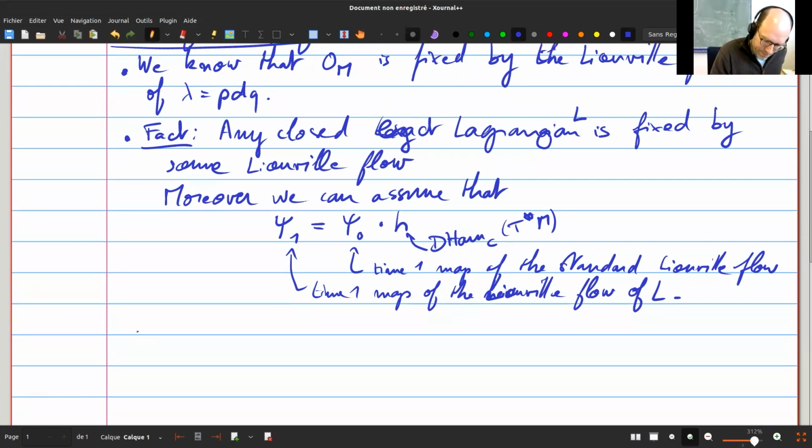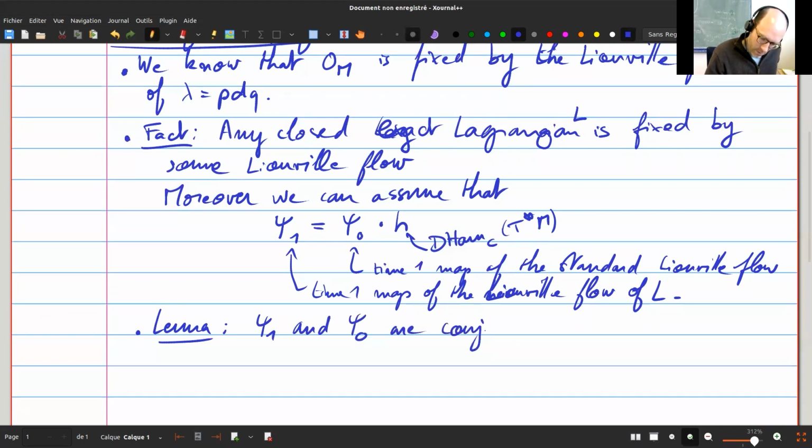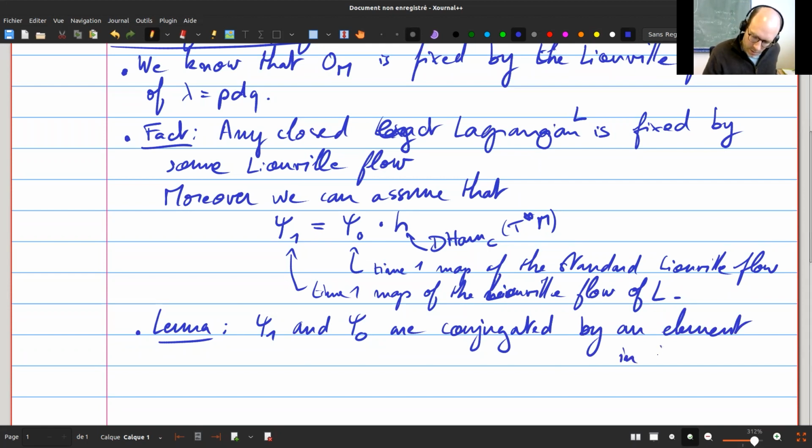Now there's a lemma: psi1 and psi naught are conjugated, not by an element in D ham, but by an element in the completion of D ham.